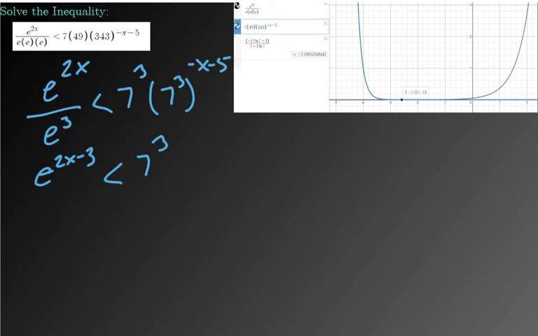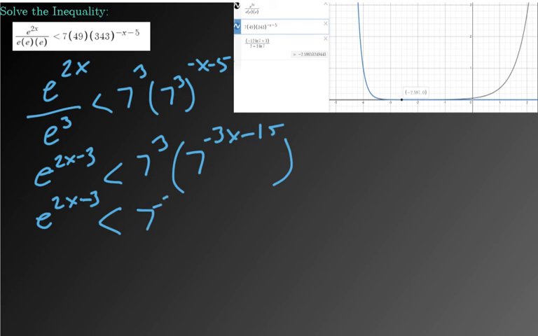And then this property of exponents is that we multiply these things. So we would have 7 to the minus 3x minus 15. And then just copy that over. Here we add exponents, right? So we do 7 to the minus 3x, and then minus 15 plus 3 is minus 12. All right, so that's just all the simplifying.